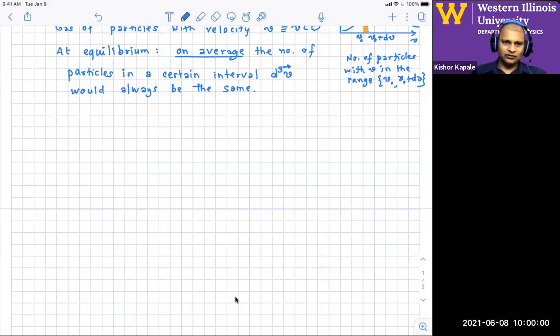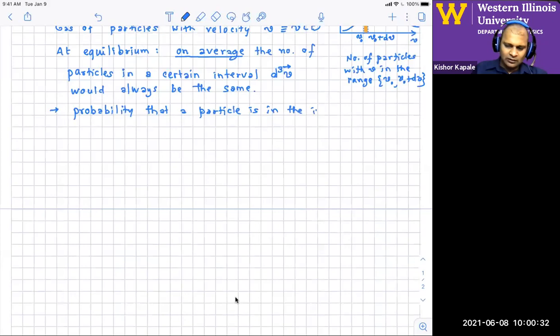So what we have to do is we find out what's the probability that a particle is in the interval d cube v. So now, because of this, we need to bring in probability, right? So the probability that a particle is in the interval d cube v, right?